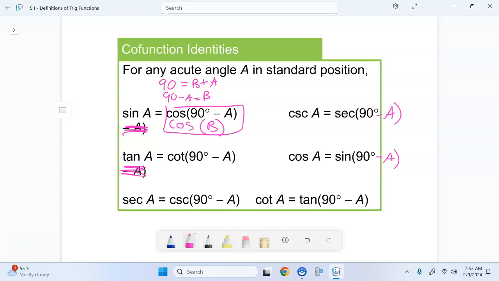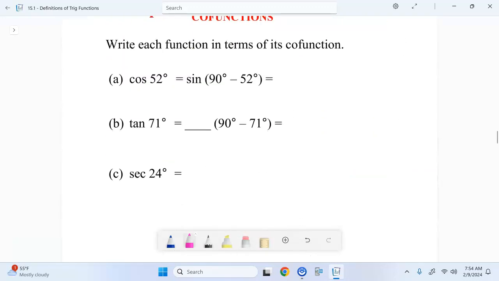Okay? So same thing with tangent. Since tangent and cotangent are reciprocals, we can take cotangent of B, which is 90 minus A, and we get tangent of A. Secant with cosecant, cosecant with secant, cosine with sine. All those reciprocals, okay, play into those cofunctions. So we can use that same concept here. We can evaluate cosine of 52, okay, has to equal sine of 90 minus 52. Well, what's 90 minus 52?